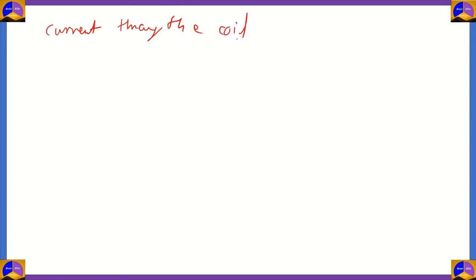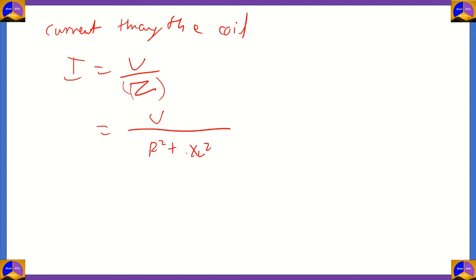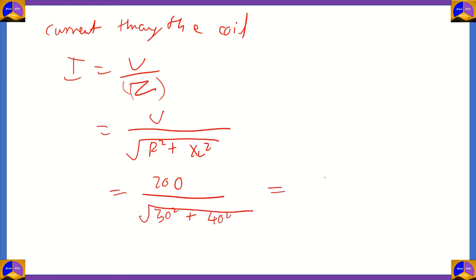And for that, we use Ohm's law. I is equal to V by Z, where Z stands for impedance. We'll use the formula for Z. Since this is an LR circuit, it'll be R square plus XL square, all of that under a root. So I is 200 divided by R, which is 30 square, plus XL, which is 40 squared, all of that under a root. It becomes 200 divided by 30 square is 900 plus 40 square is 1600, all of that under a root.